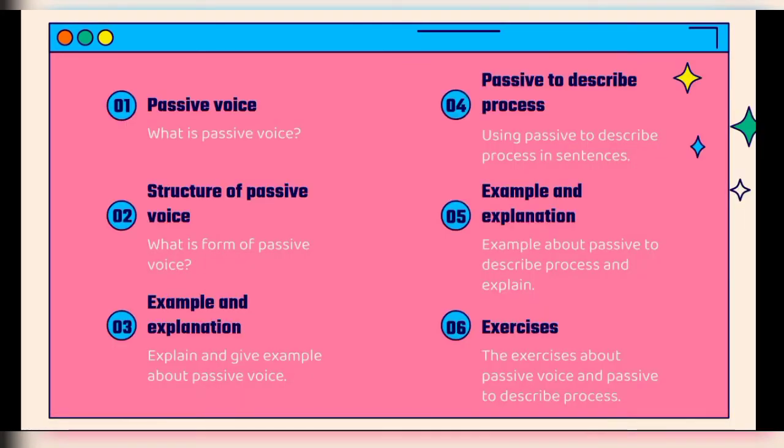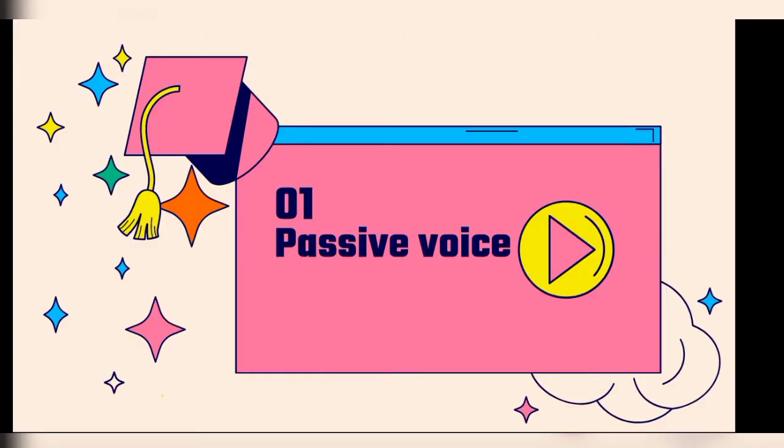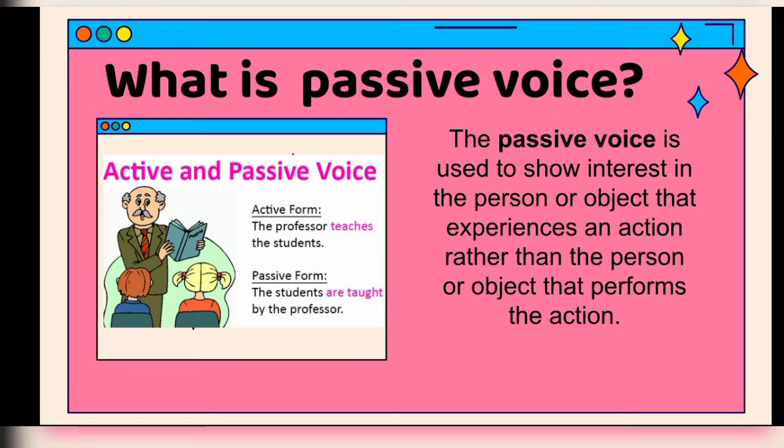So this is the content that I will talk about: passive voice and passive to describe process and their structure, and give examples and explain about passive voice and passive to describe process. So first I will talk about passive voice. The passive voice is used to show interest in the person or object that experiences an action rather than the person or object that performs the action.